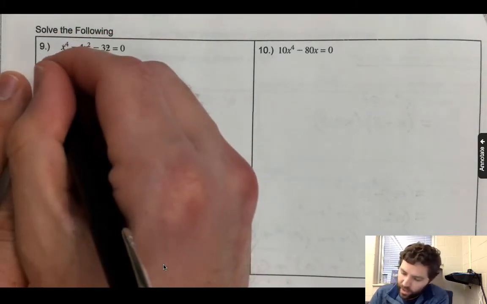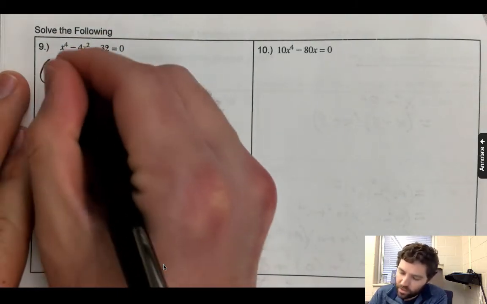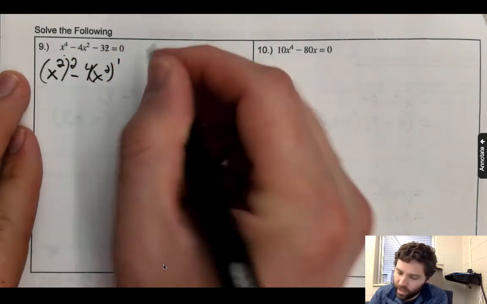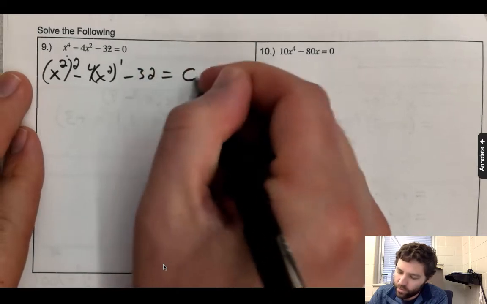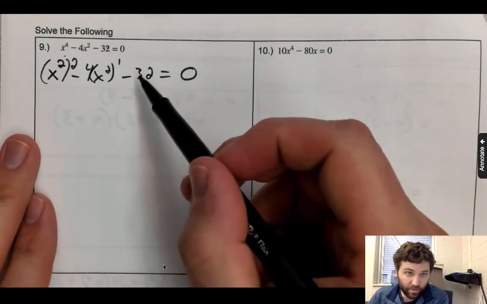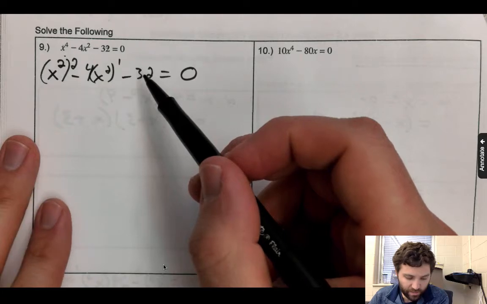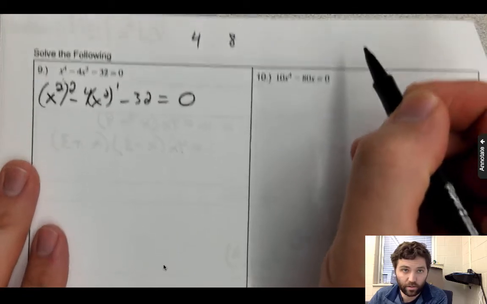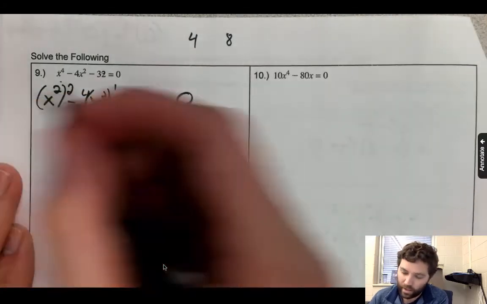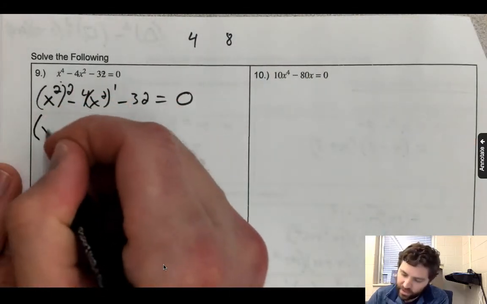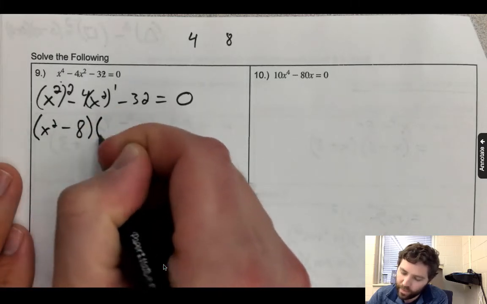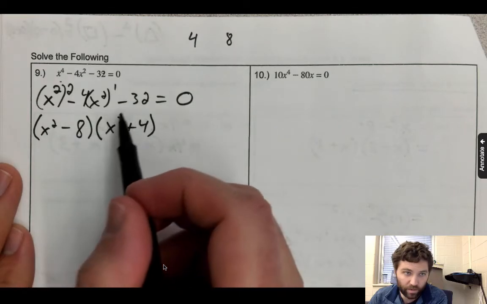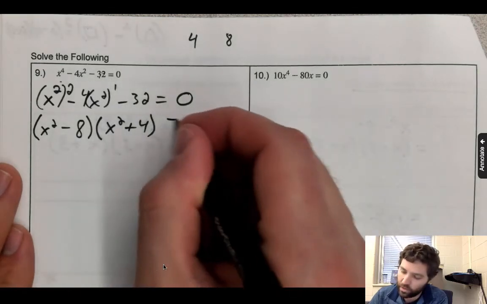And so I'm going to write that as x squared squared minus 4x squared to the 1 power minus 32 equals 0. So then I'm looking for numbers that multiply to give me 32 and combine to give me 4. That will be 4 and 8. Fit the bill there. So I'll have x squared minus 8 times x squared plus 4. And you can see if you FOIL this back out, you would get back to the original here.